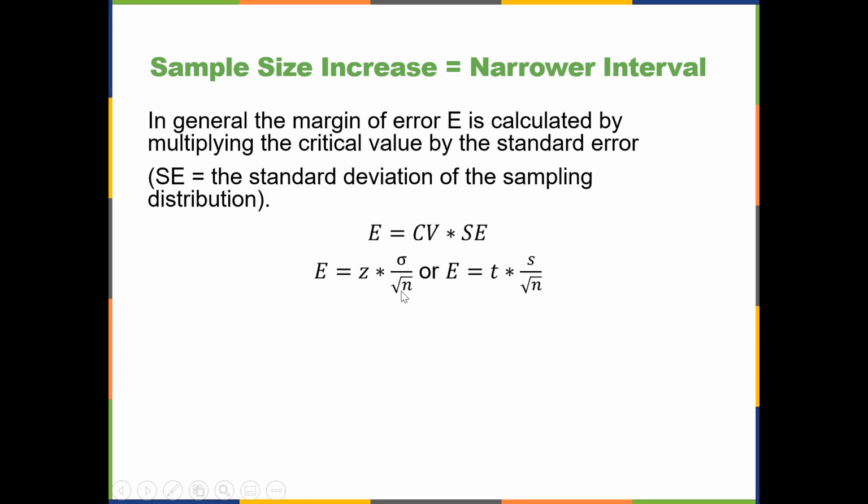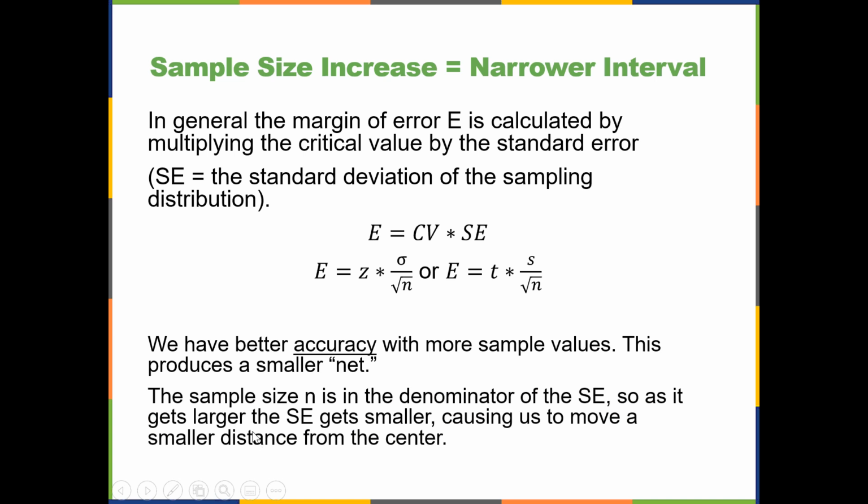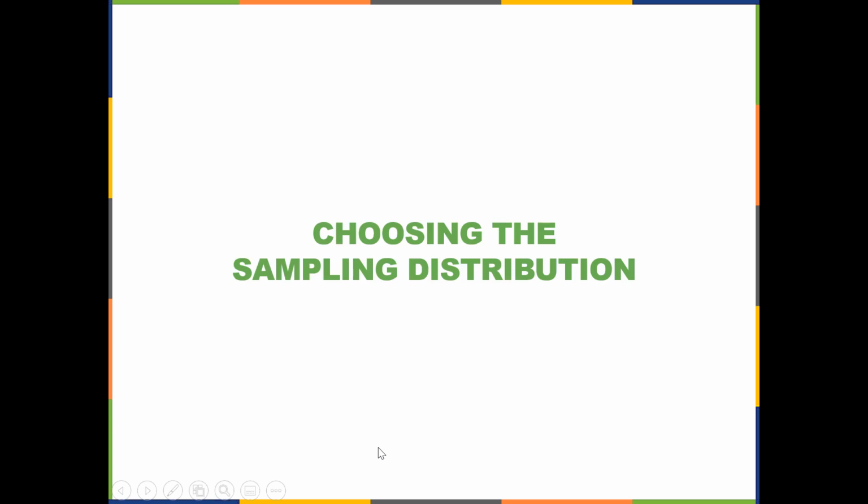Now, if you have a bag of M&Ms and you're only dividing it amongst 2 people, you're going to get more M&Ms than if you had to split it up amongst 10 people, for instance. Splitting it up or dividing by a larger number gives a smaller amount. So you make your distance smaller by increasing your sample size. So with better accuracy, we have a smaller net. The sample size n in the denominator causes us to move a smaller distance from the center.